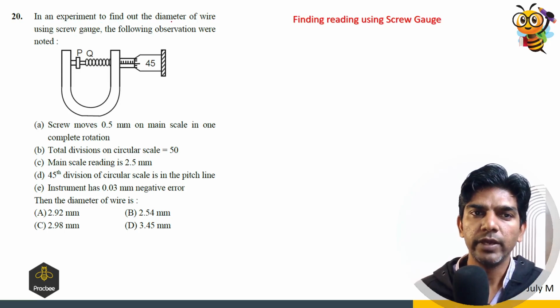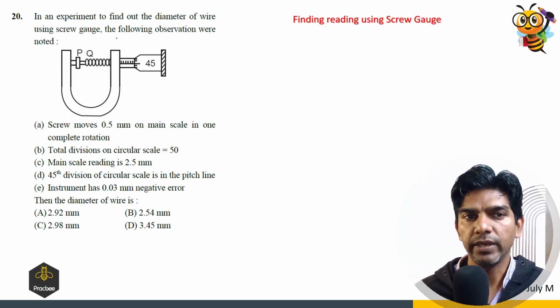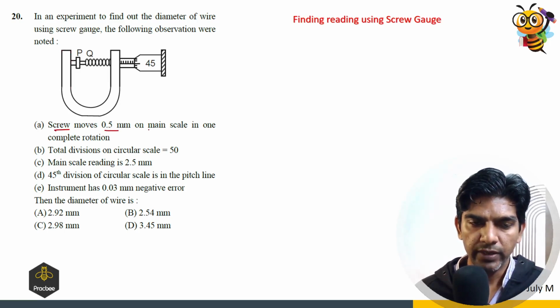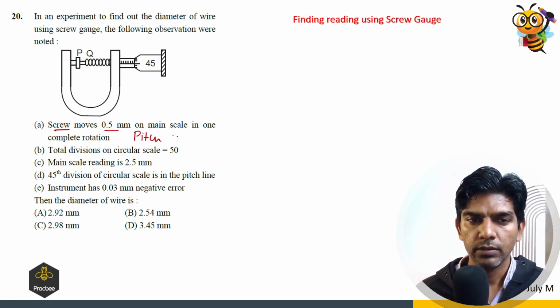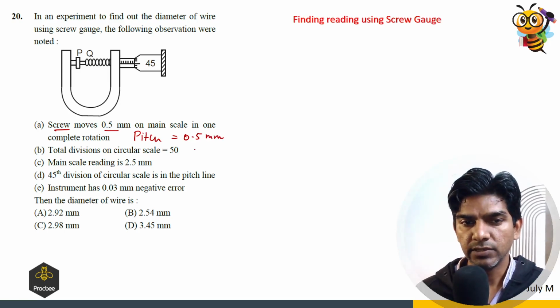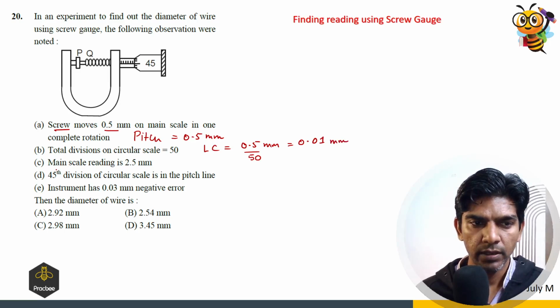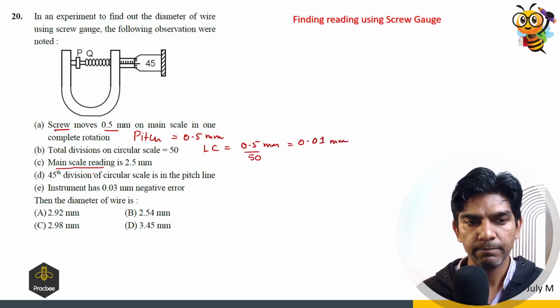In an experiment to find out the diameter of a wire using a screw gauge, the following observations were noted. The screw moves 0.5 millimeter on main scale in one complete rotation. So pitch is 0.5 millimeter. Total number of divisions on the circular scale is 50. So least count will be pitch divided by number of divisions on the circular scale, which is 0.01 millimeter. Main scale has a reading of 2.5 millimeter. So MSR is 2.5 millimeter.